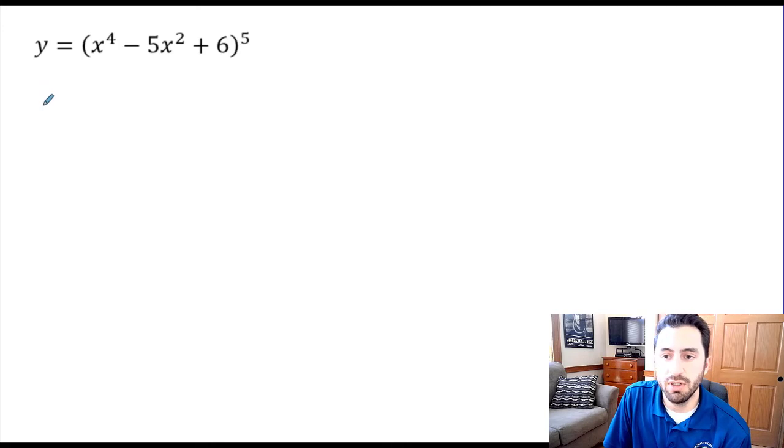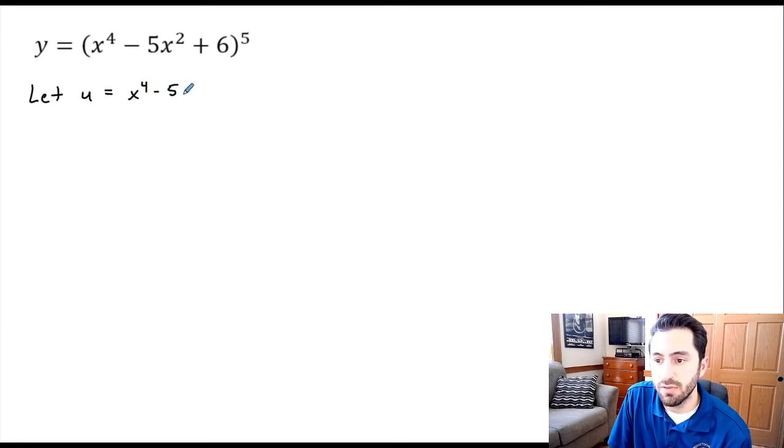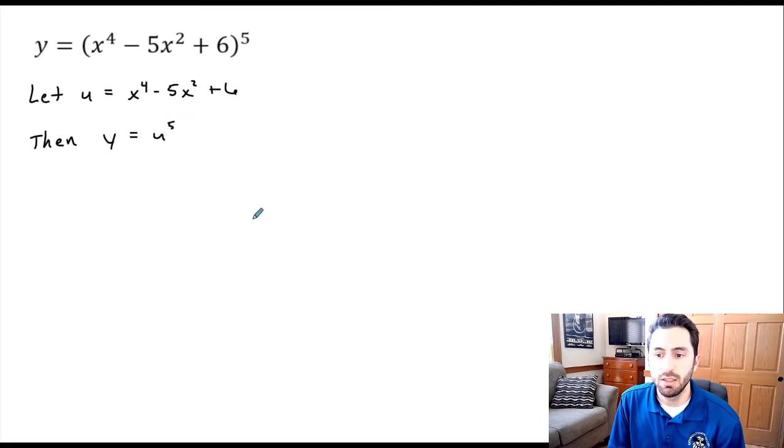So let's go through this one and use our Leibniz notation. The first thing, I'm going to define my variable u. I'm going to say let u equal everything that's inside those parentheses, so x to the fourth minus 5x squared plus 6. And if I set u equal to that, then I can rewrite my equation. I can say y is equal to u to the fifth power. The way y is written now, it's really easy to find the derivative of that.